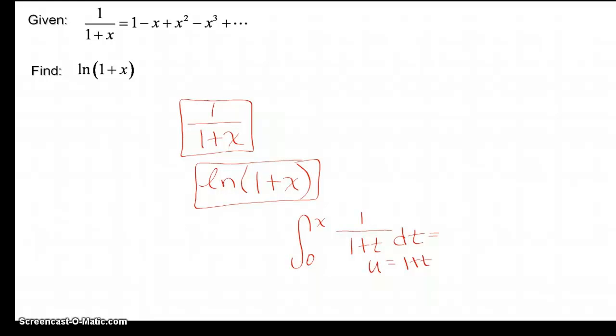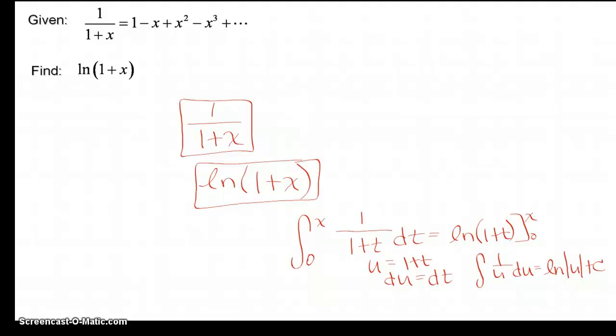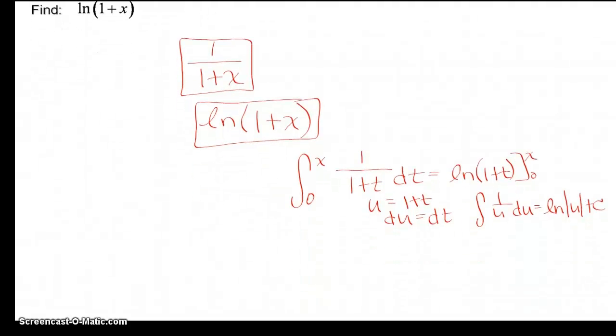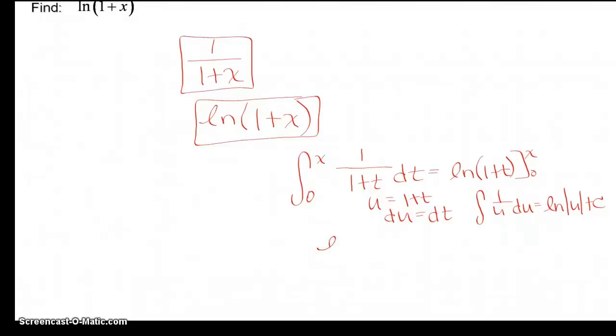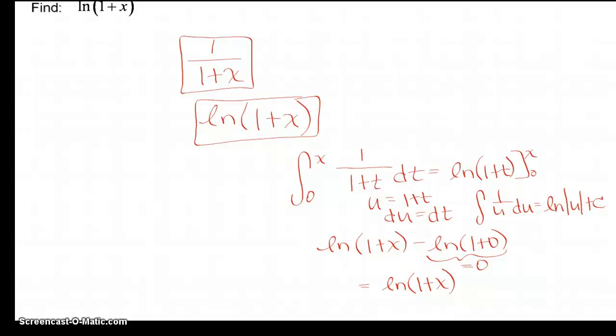Using u substitution, we're going to get the integral of 1 over u du. That gives us the natural log of u plus c. So what we're going to wind up with here is the natural log of the quantity 1 plus t, and we're going to evaluate it from 0 up to x. And so I'll hop down here. We have the natural log of 1 plus x minus the natural log of 1 plus 0. That term equals 0. So the result is the function that we're after.